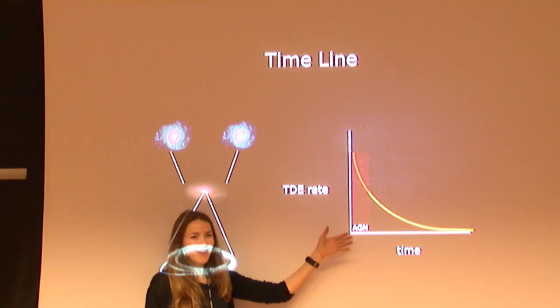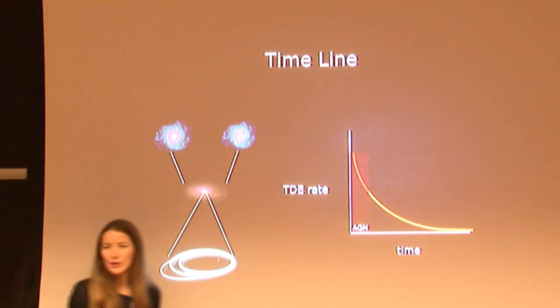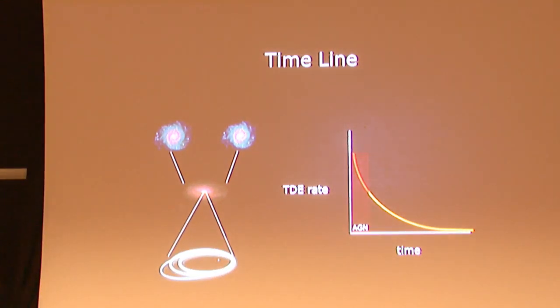What does a TDE every year or every 10 years actually look like? Would you be able to distinguish it from an AGN? I think it would look different, perhaps, but it's not totally clear to me how.